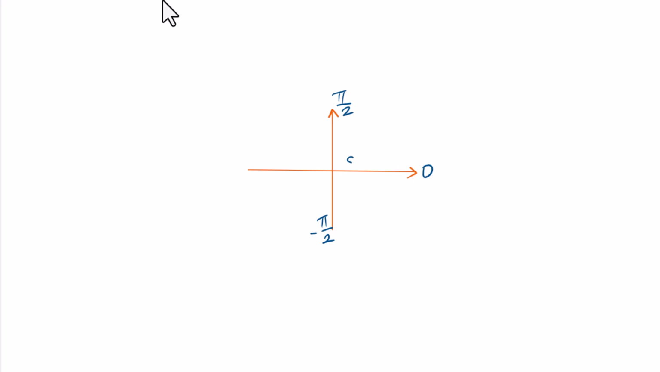This is the inverse sine and inverse tangent. Label 0, pi over 2, pi. This is for inverse cosine.